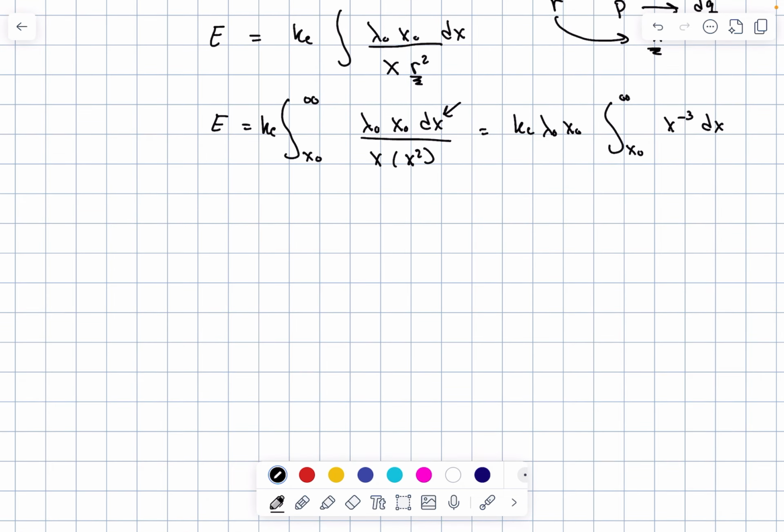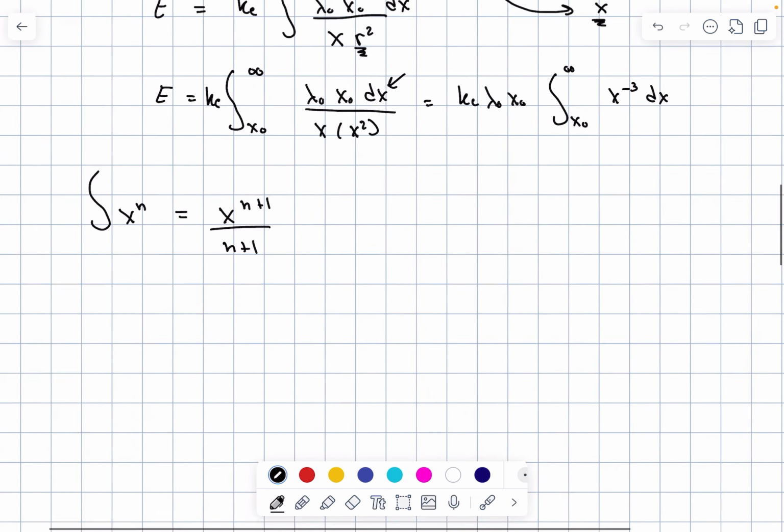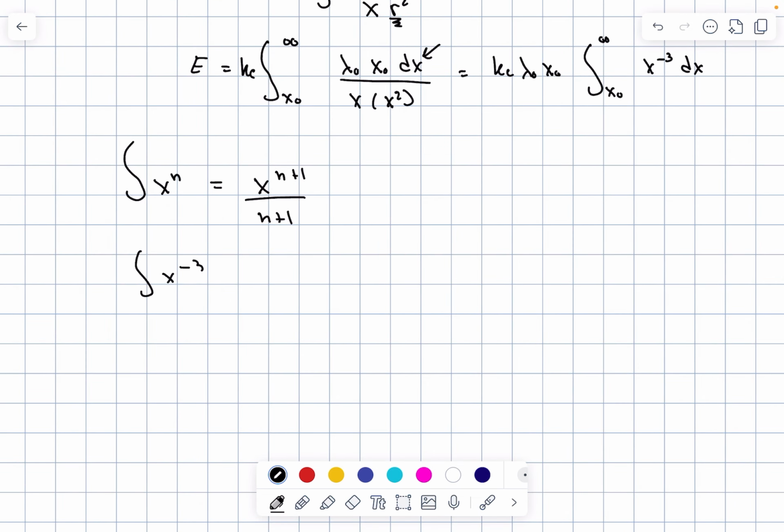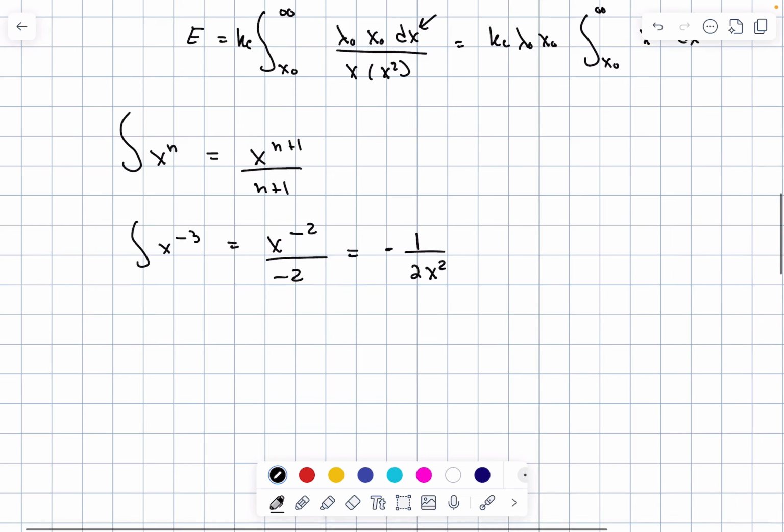If you don't remember, whenever you have an integral of x to the power of n, the answer is x to the n plus 1 divided by n plus 1. In our case, we have the integral of x to the negative 3. So that's going to be x to the negative 3 plus 1, negative 2, divided by negative 2, which is negative 1 over 2 x squared.